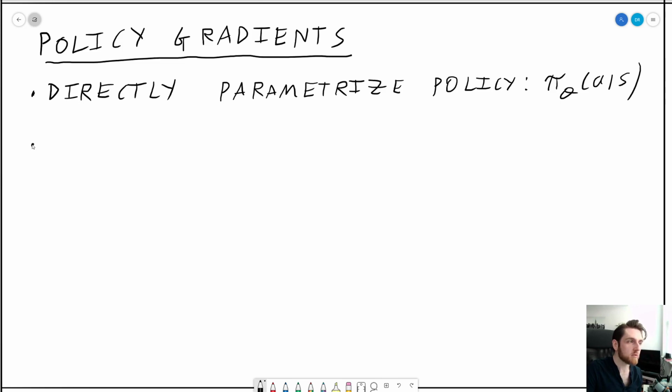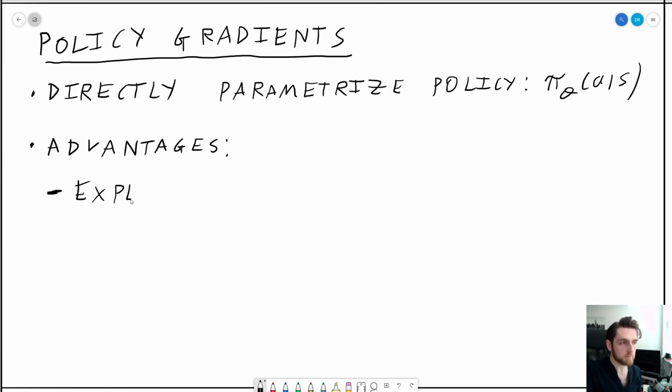So why would we do this instead? The advantages of this approach are that, for a start, since the policy is now definitely stochastic, this allows us to bake exploration into the policy from the start, without having to soften the true policy that we're learning, like we did with the epsilon greedy policy.